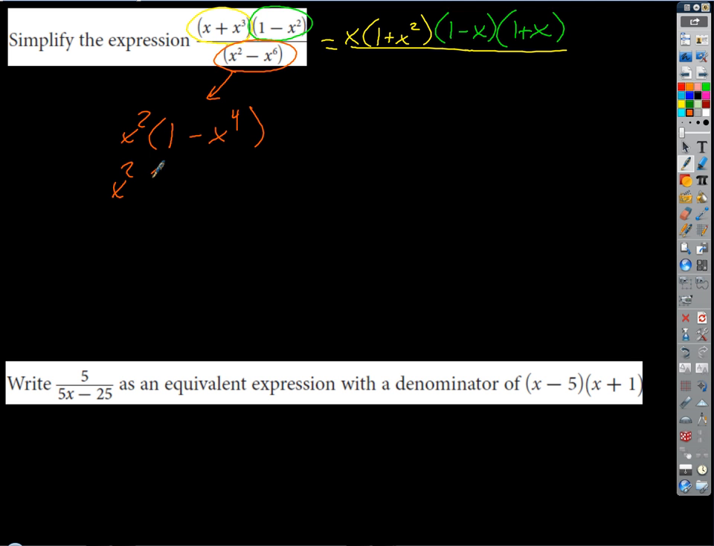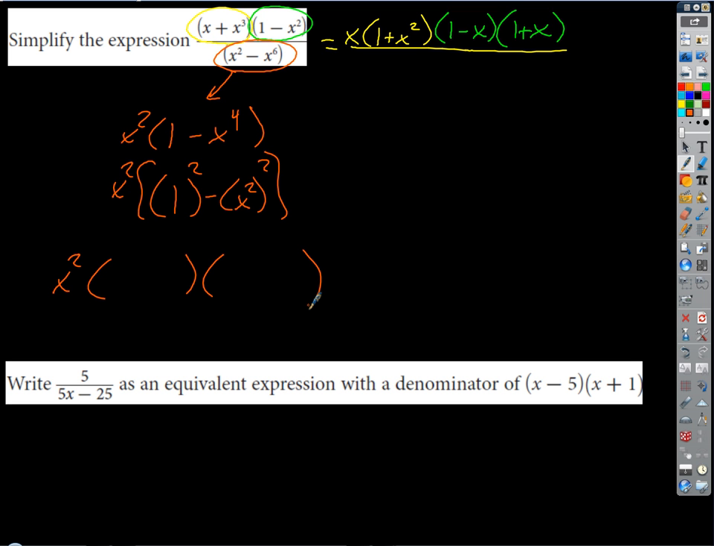So we end up with x squared times something squared minus something squared. First something's a 1, second something's an x squared, right? Okay, and then what does that become? So difference of squares breaks up into what?